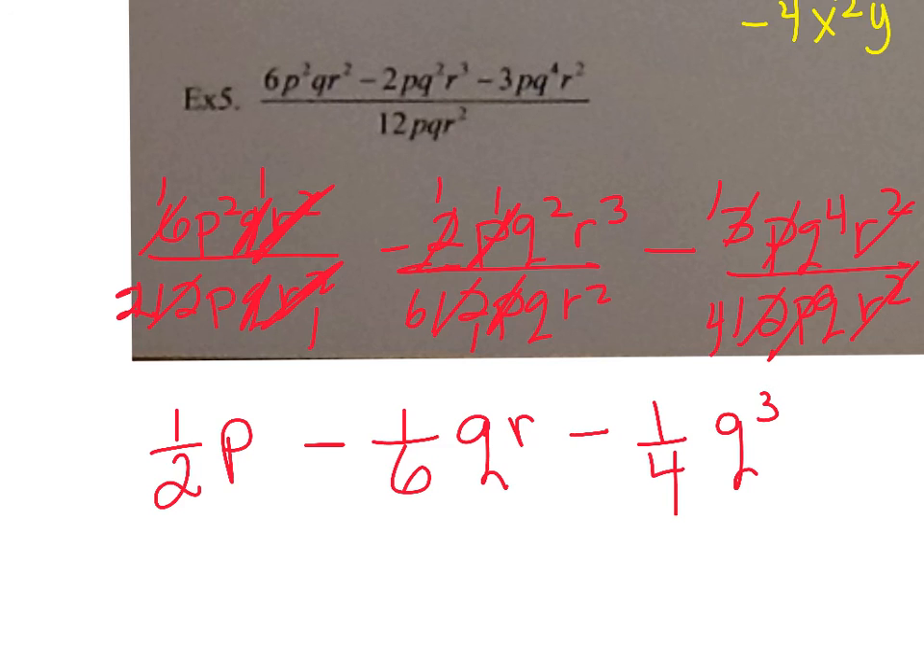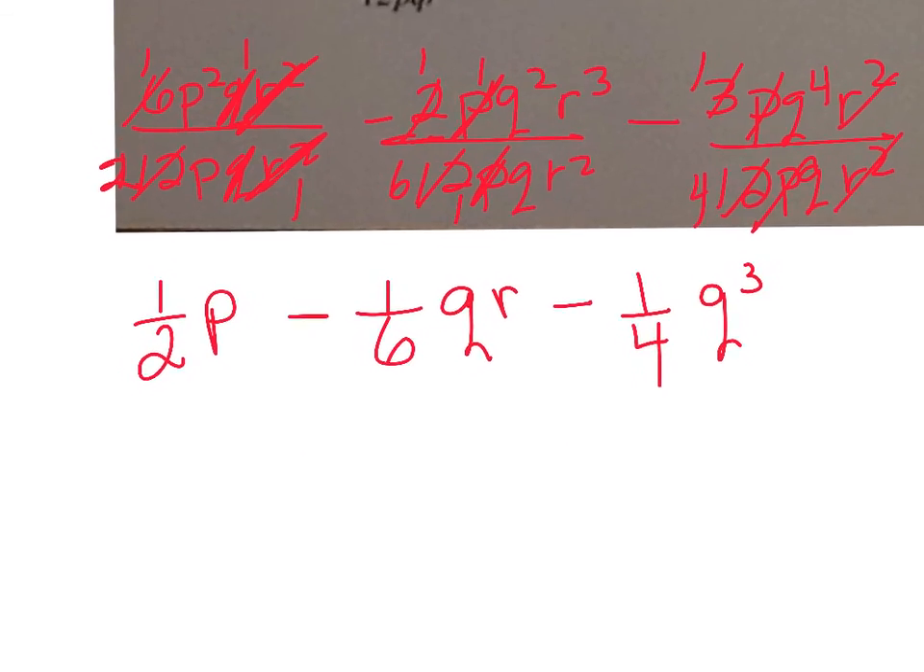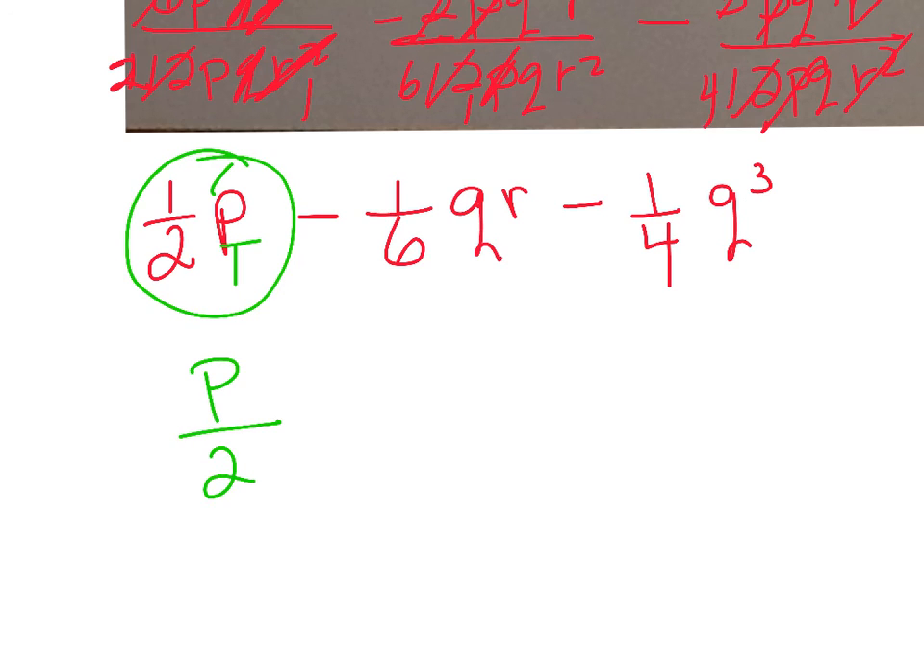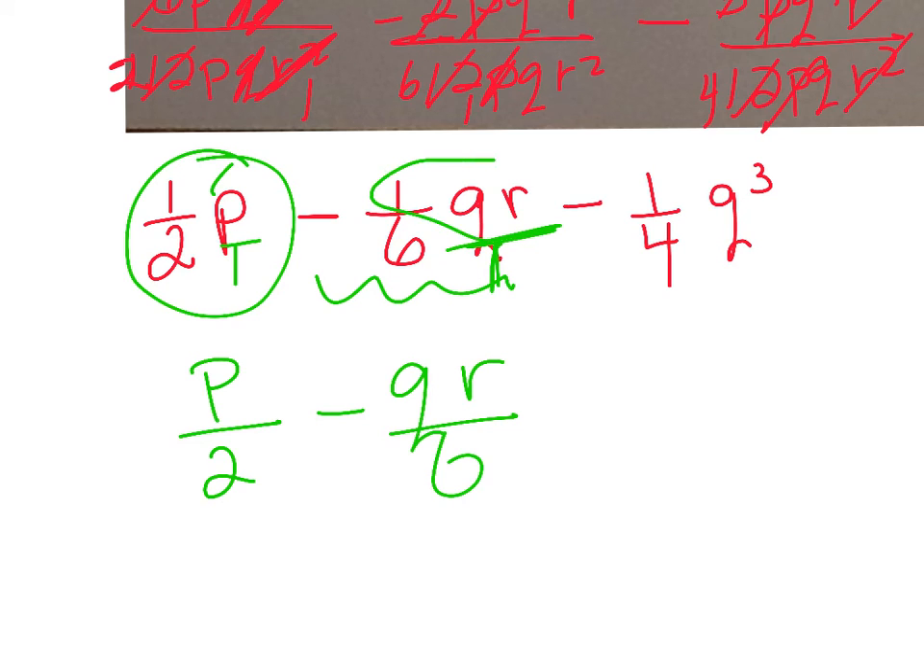There's one thing I do want to show you, because I really am a big believer in showing you different ways you can represent the answer. So remember, this P, or the Q and the R, or the Q to the third here, as a fraction, that would be P over 1. So this could be written as P over 2. And then the middle term here would be minus QR over 6, because this would be over 1, right? So these would match up. And then it would be minus Q to the third over 4.